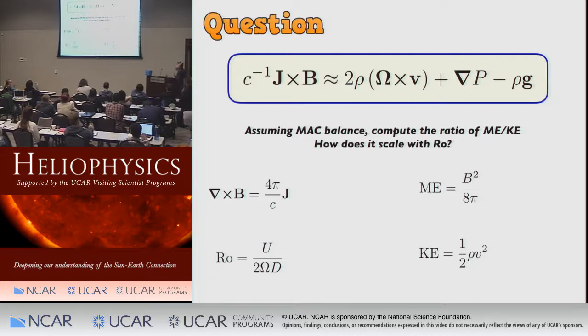All right. So you can also look at scalings in these models. So here's a question again. If you have a MAC balance here, how would you expect the ratio of magnetic energy to kinetic energy to scale with the Rossby number? J is curl B. Magnetic energy goes like B squared. Kinetic energy goes like 1/2 rho V squared. I'll give you a few minutes to do this calculation.